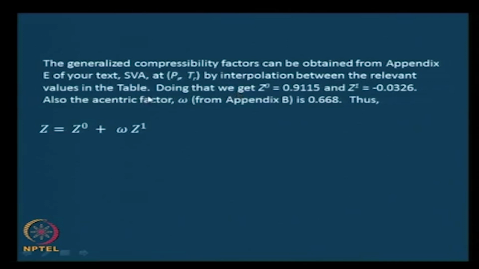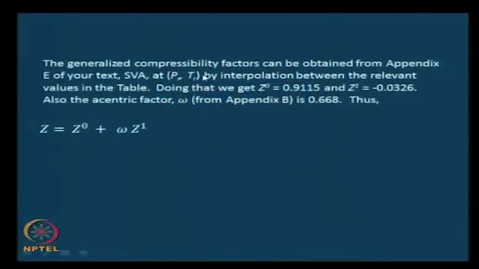From appendix E of your textbook, you would get Z0 for the particular PR and TR as 0.9115, and Z1 as minus 0.0326. Note that this is a function of PR and TR, and the strength of this formulation is that you can get Z0 and Z1 only as a function of PR and TR and use them for all pure substances. The acentric factor brings in the aspect of the pure substance, as we saw in the development; this was needed.